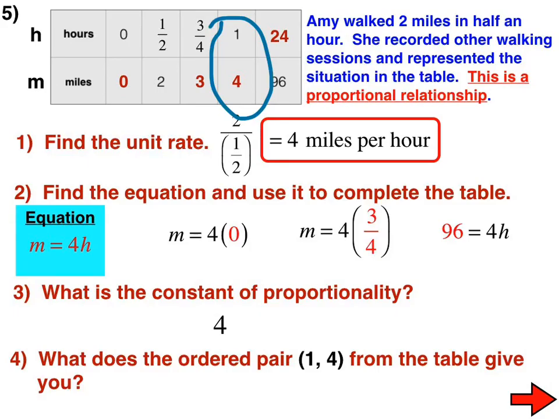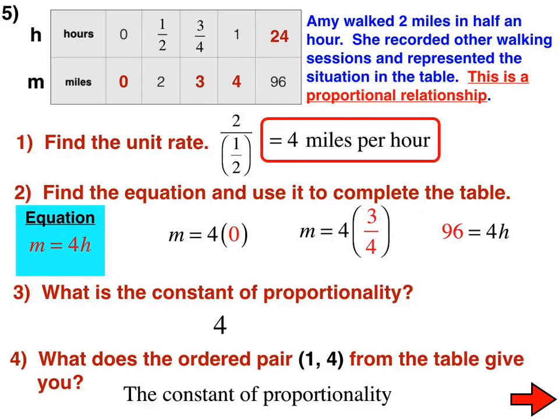Why is that important? Why is that so significant? Why do I care about 1, 4? What does that mean? What does that give us? What's it called? Exactly. This 1, 4 gives us the constant of proportionality. So on your graph, if we were to graph this, 1, 4 is where you would find the k. Because this 1, 4 from the table, this 4 is a constant.